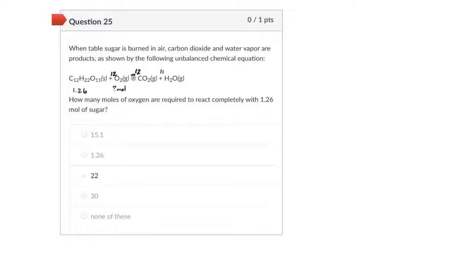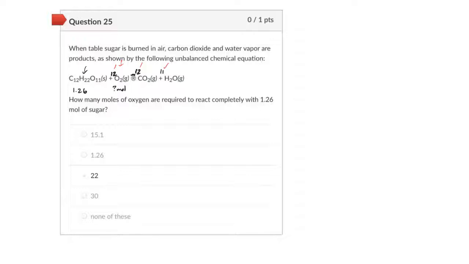All right, here's a couple of stoichiometry questions. The first one says table sugar, that's this one, burned in air, oxygen, produced carbon dioxide, water. And I went and balanced the equation. That's with the 12, 12, and 11 or 4.